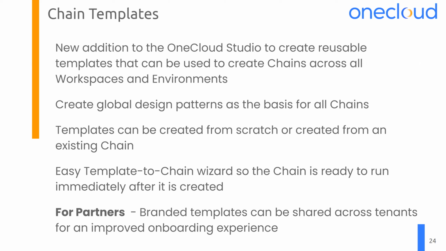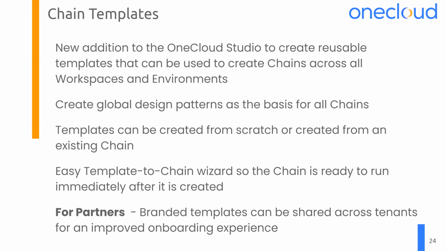You can create these templates from scratch, or you can even take an existing chain that you've built and you're really proud of and you think really adds a lot of value, and you can actually create a template from that chain. So that's a really interesting and fun feature that I'm really looking forward to. Right? So I can actually build it, test it, run it, make sure it's good, and then I can convert that into a template so that I can use it to create chains in other workspaces or even in other tenants.